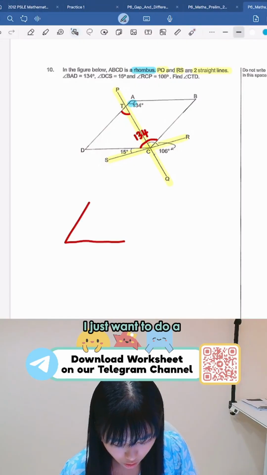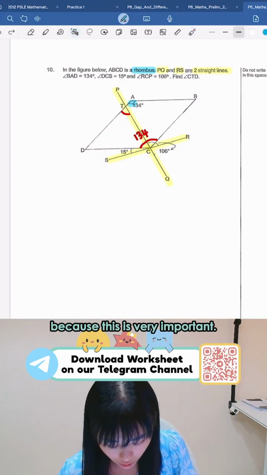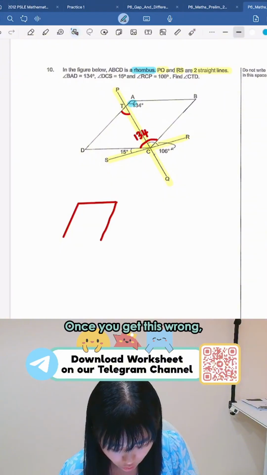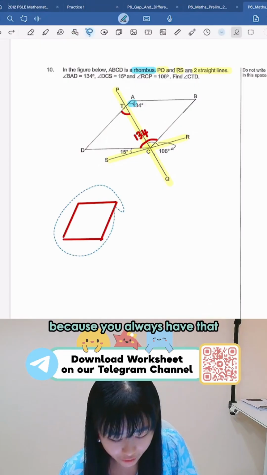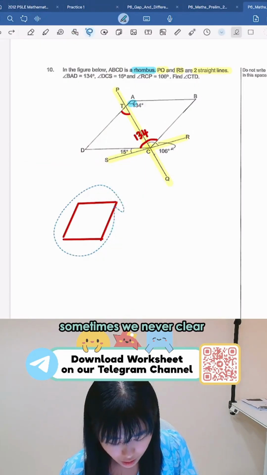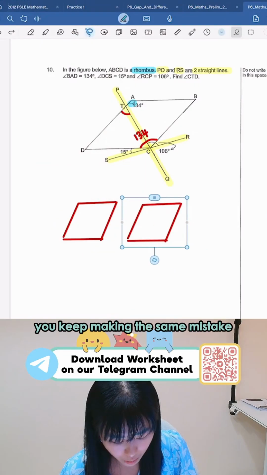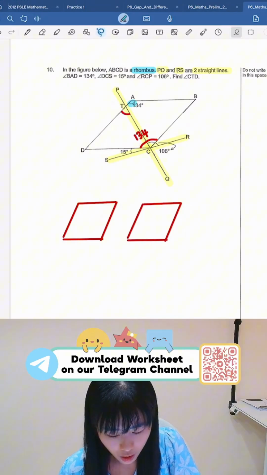I just want to do a quick revision with you all, okay? Because it's very important. Once you get this wrong, you may never get your geometry question correct, because you always have that misconception. Sometimes you never clear the misconception. You keep making the same mistake that will cost you marks.